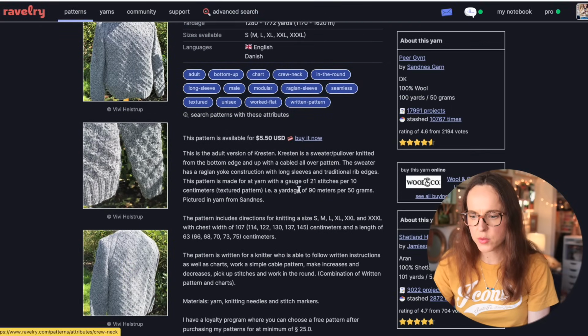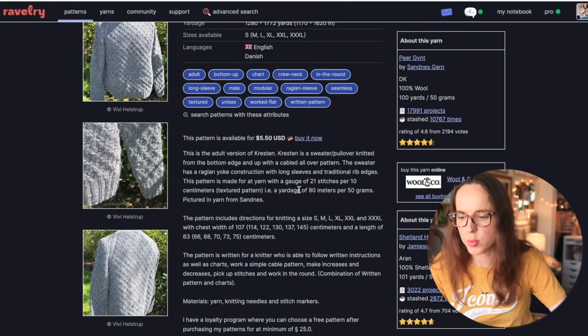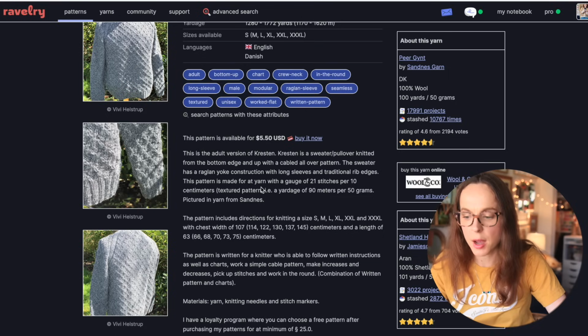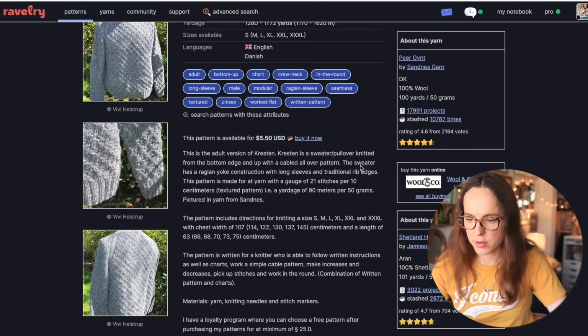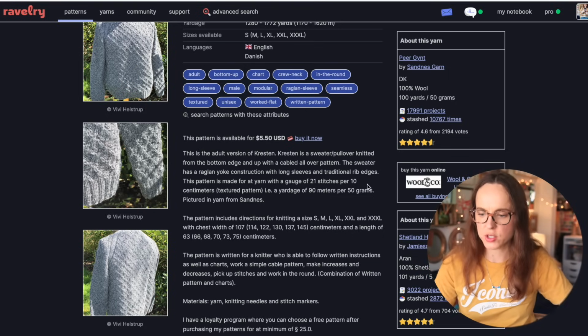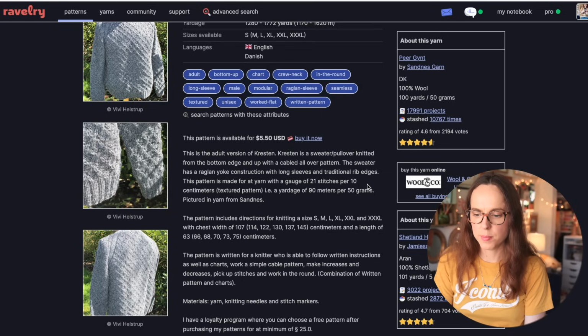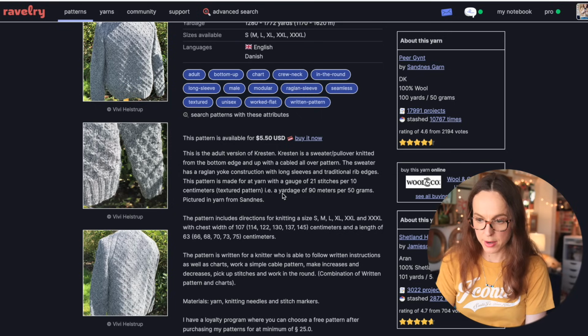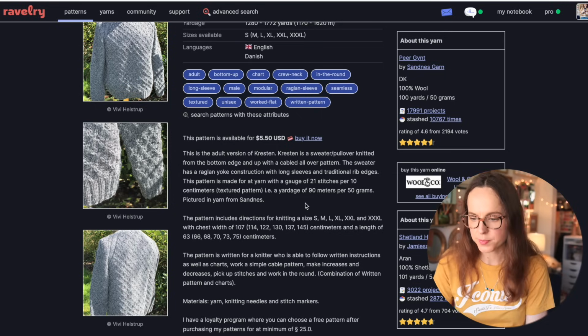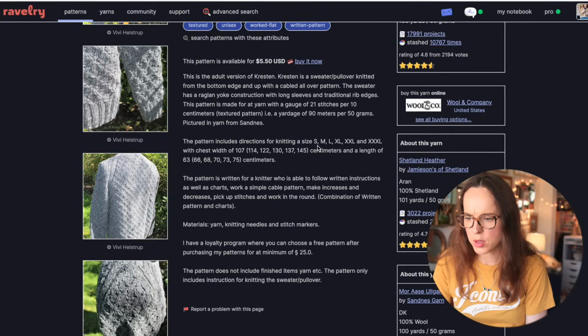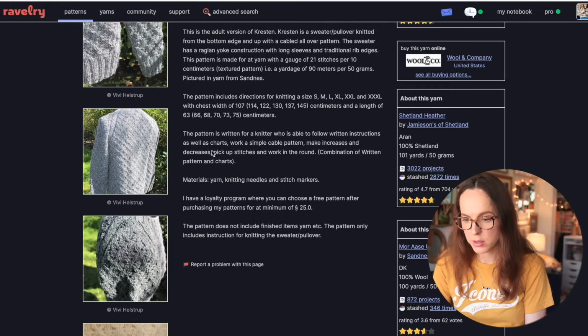It says this is the adult version of Creston. Creston is a sweater pullover knitted from the bottom edge and up with a cabled all over pattern. The sweater has a raglan yoke construction with long sleeves and traditional rib edges. This pattern is made for a yarn with a gauge of 21 stitches per 10 centimeters, with a textured pattern. So it has small through triple XL, which is a great size range for a male sweater, for any sweater.